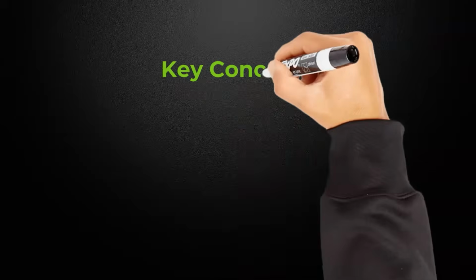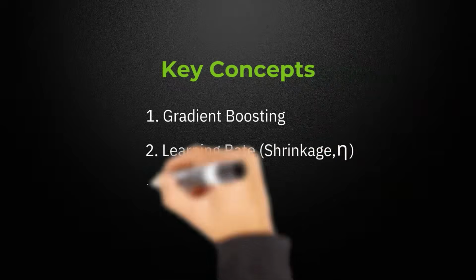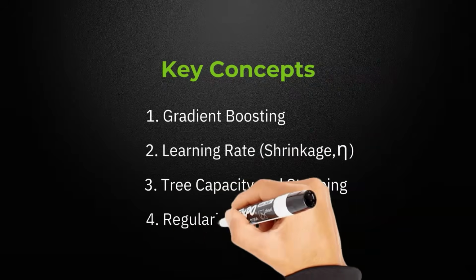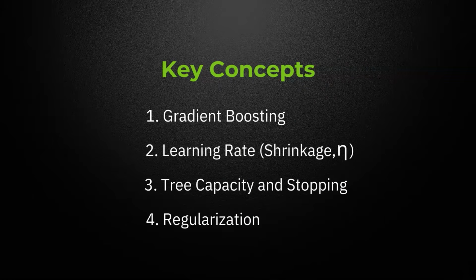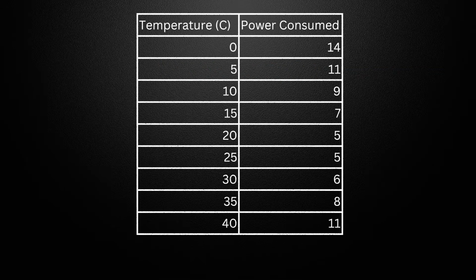Extreme gradient boosting is a big algorithm with a lot of components to it. There's gradient boosting, there's learning rate, there's tree capacity and stopping, and regularization. We'll go over each of these components one by one using a simple example. Note that the algorithm will look like an overkill for this small example. The idea is to show how it works on a small dataset, which helps imagine how it might work on a bigger one. Let's start with gradient boosting.